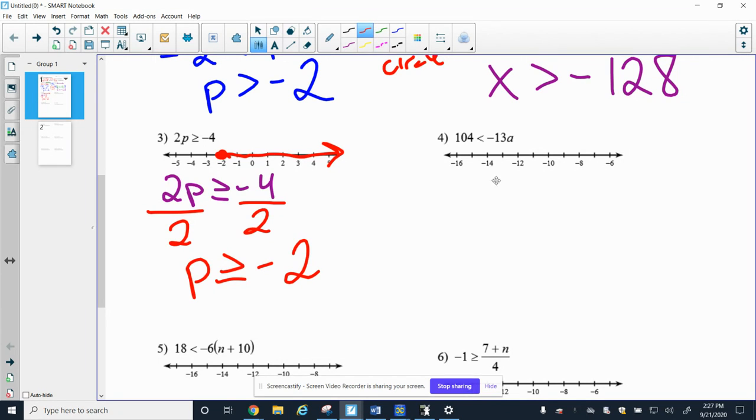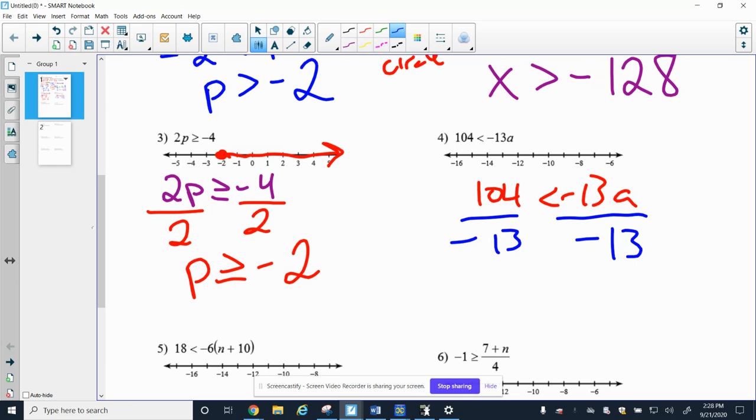Try 4. We have 104 is less than -13a. Well, we want to get a by itself, so we would divide both sides by -13. So now we would do 104 divided by -13. We get -8. Now we divide it by a negative number. Remember, this is where we'd flip the sign. A.